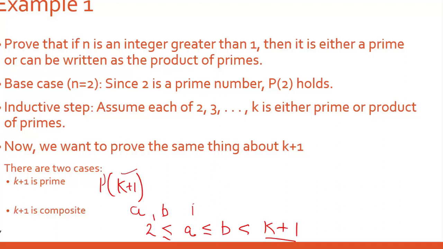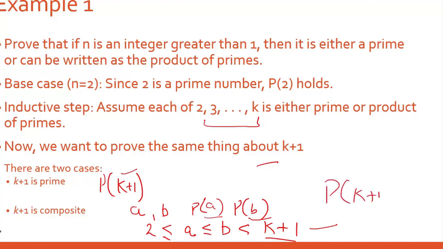So we can say that according to our hypothesis, P of a and P of b are true, because we have assumed that our condition is true for every value of j, where j is varying from 2 to k. Hence P of a is true, P of b is true. It means k plus 1 is either a prime number or it can be written as a product of two numbers which are either prime or can themselves be written as a product of prime numbers. It means P of k plus 1 is true. Hence, by the principle of strong induction, we can say our statement is true.